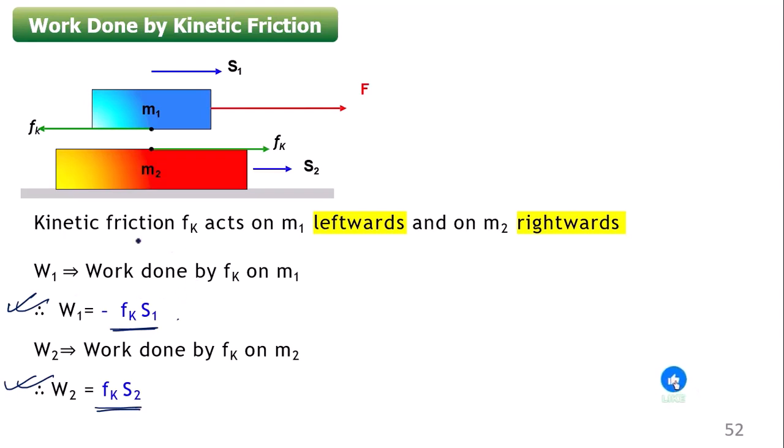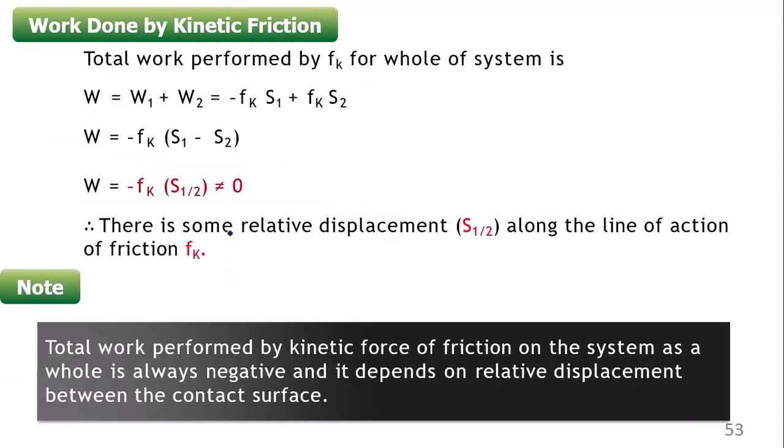Yeah, these two values are not the same, that's why they are not cancelling each other. So there is one certain value left here. Since in this situation S1 is more than S2, that value comes out negative. So the total work performed by kinetic friction on the system as a whole is always negative, and it depends on the relative displacement between the contact surfaces.